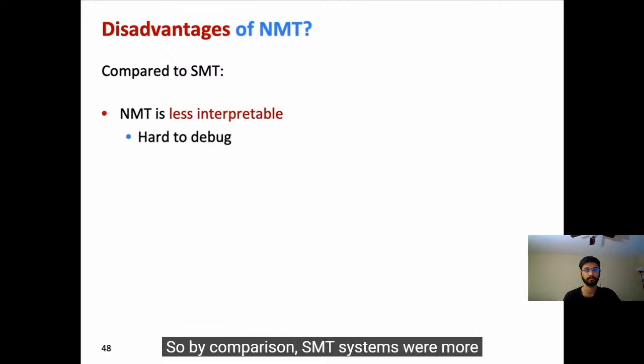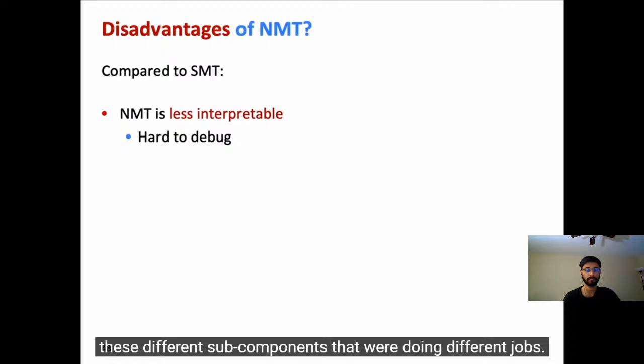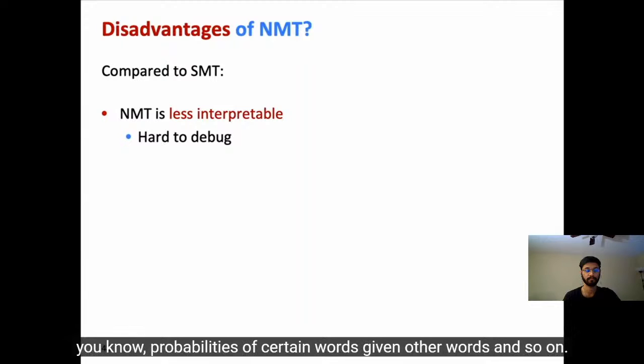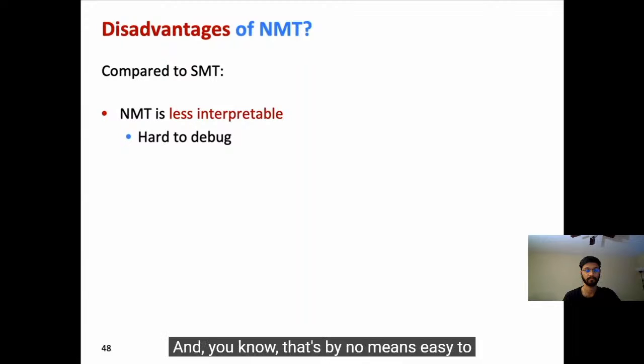By comparison, SMT systems were more interpretable in that you had all of these different subcomponents that were doing different jobs, and you were more able to look at those. Neurons often would be probabilities of certain words given other words and so on. That's by no means easy to interpret, but it was at least more interpretable than NMT.